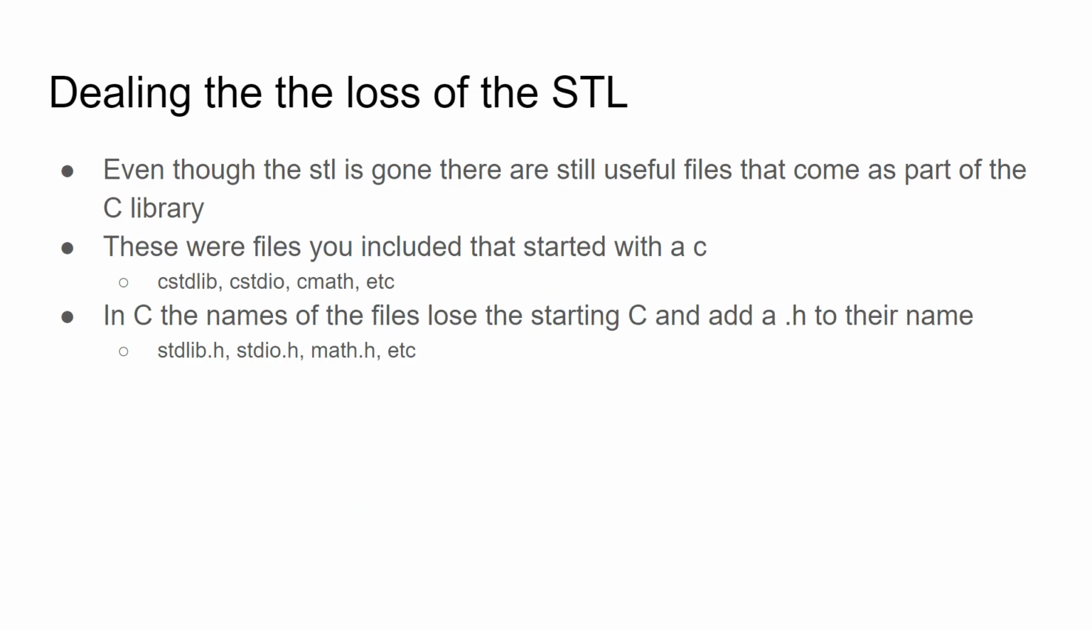Even though there's no STL, there are still some standard functions that exist in the C library. If you were using them in C++, you would #include something that started with a C. So #include cstdlib, cstdio, cmath, etc. In C, to include these files, it's #include stdlib.h, stdio.h, math.h. Remove the C, add .h.